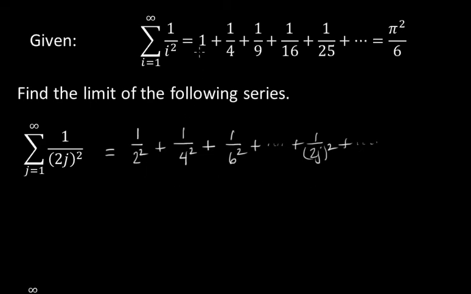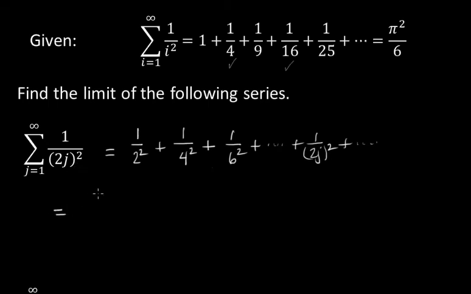Well, I know that it's half of these terms, isn't it? It's this one plus this one, and so on. It's the ones that have even squares. But that doesn't help me. It's certainly not necessarily half of pi squared over 6. So I have to look at it a little bit differently.